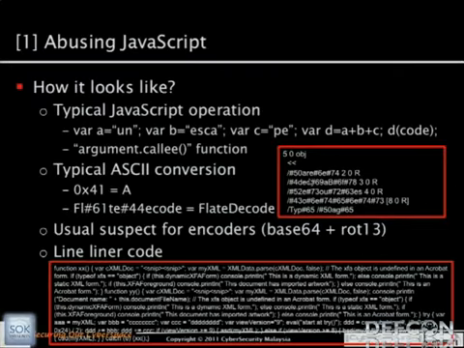And of course, we also see the usual suspects for encoders like base64, ROT13, and so on and so forth. Normally for JavaScript obfuscation, they try to make one-liner code, because JavaScript ends code execution with a semicolon, so the new line really doesn't bother. So they try to screw up the formatting of the code by implementing just one line of code.